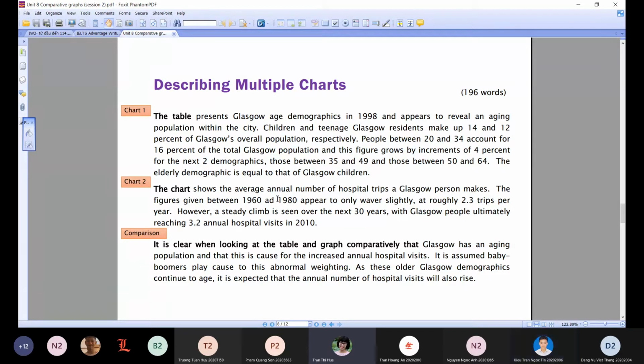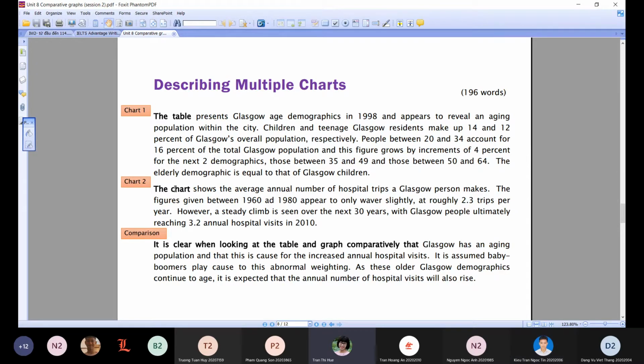So can you do the same with the second paragraph, Dean? The second paragraph is about the introduction of the average annual number of hospital trips in Glasgow. The second sentence is about the time and the gap of time. There is a spelling mistake here, 1960 and 1980, right? So the first sentence of the second paragraph is also the introduction, right?